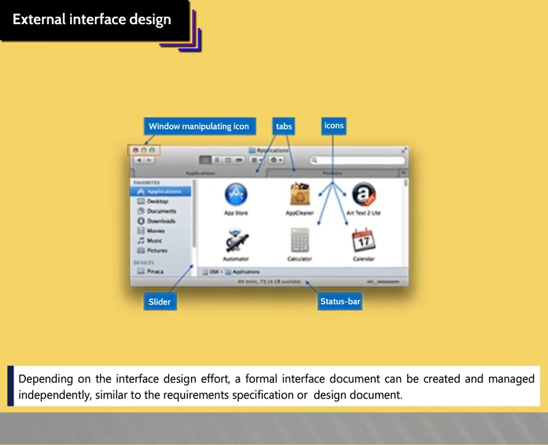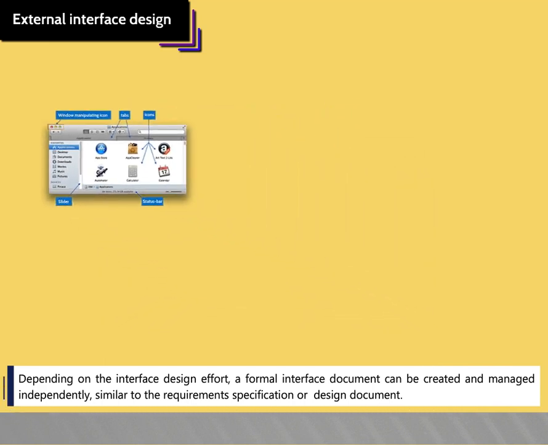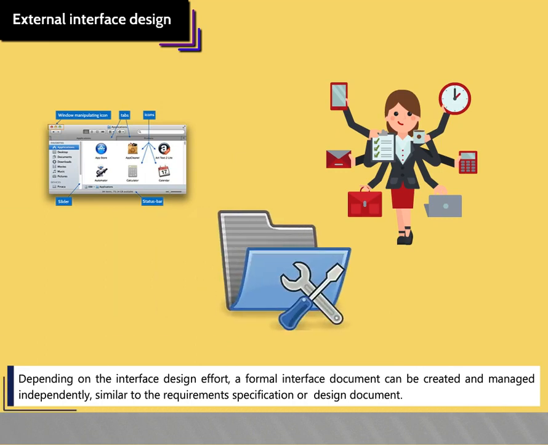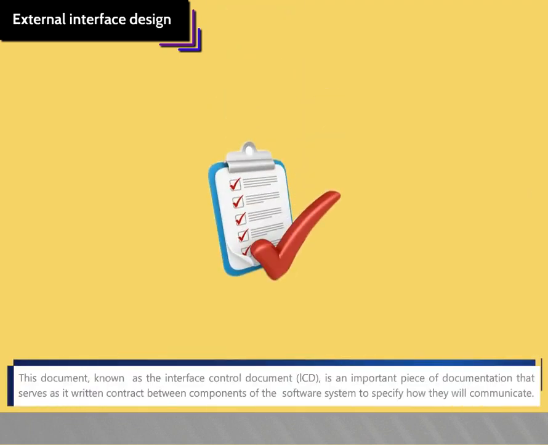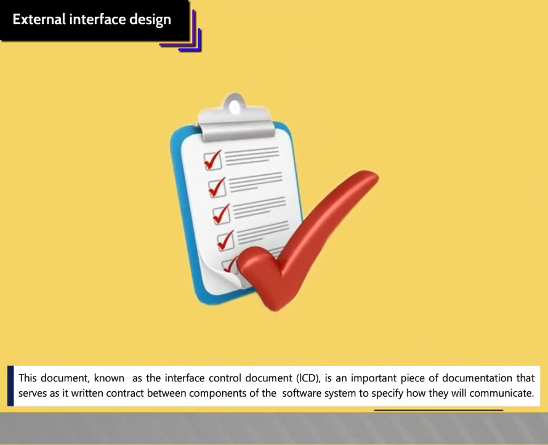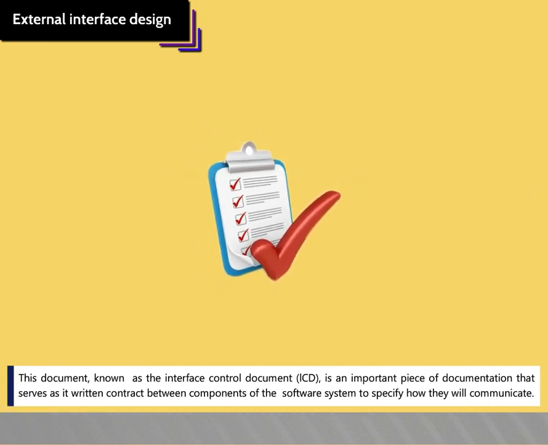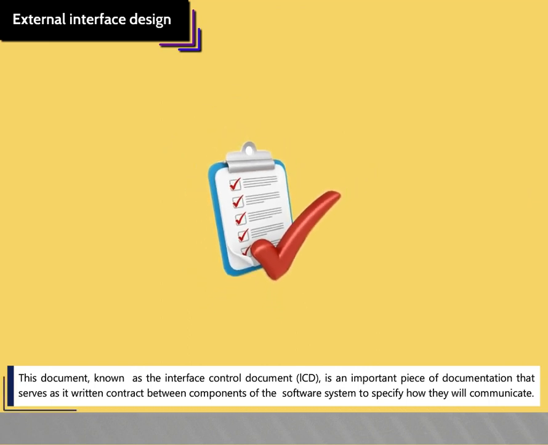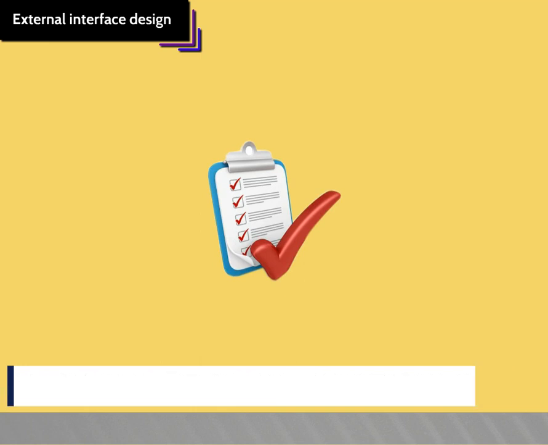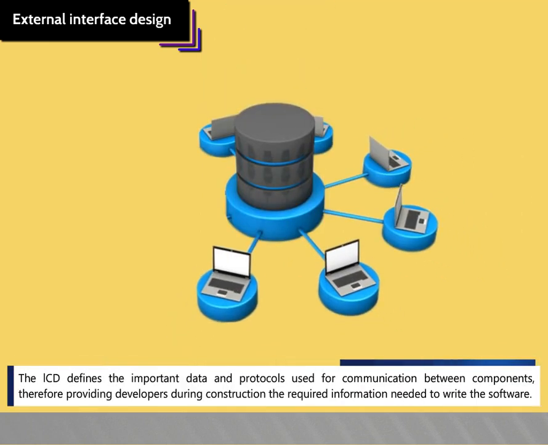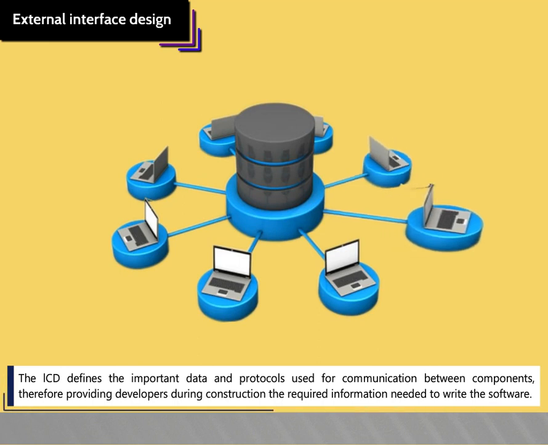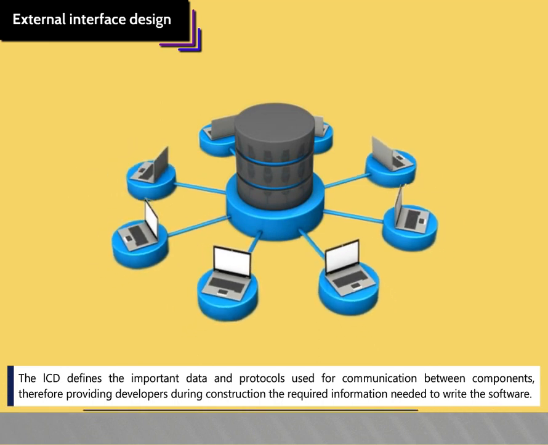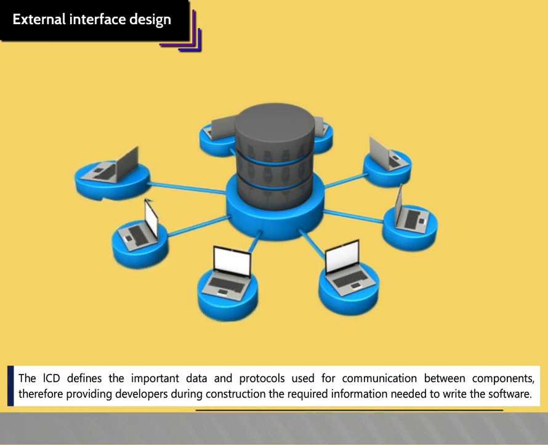Depending on the interface design effort, a formal interface document can be created and managed independently, similar to the requirement specification or design document. This document, known as the Interface Control Document (ICD), is an important piece of documentation that serves as a written contract between components of the software system to specify how they will communicate. The ICD defines the important data and protocols used for communication between components, therefore providing developers during construction the required information needed to write the software.